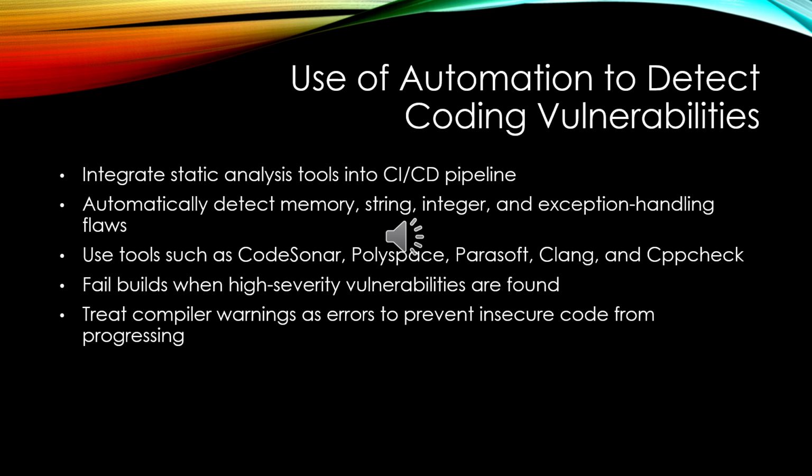To enforce the policy, automation is integrated into the continuous integration and continuous deployment pipeline. Static analysis tools such as CodeSonar, Polyspace, and CppCheck automatically detect vulnerabilities in memory handling, string operations, and integer logic. High severity issues can cause builds to fail, and compiler warnings are treated as errors. This ensures that insecure code is identified and addressed early in the development process.